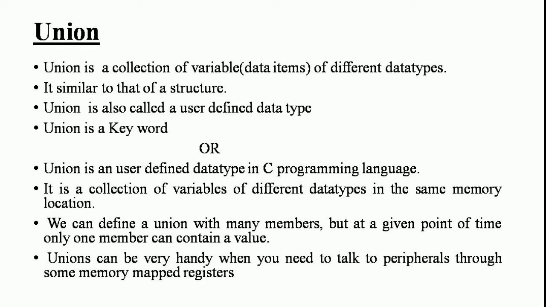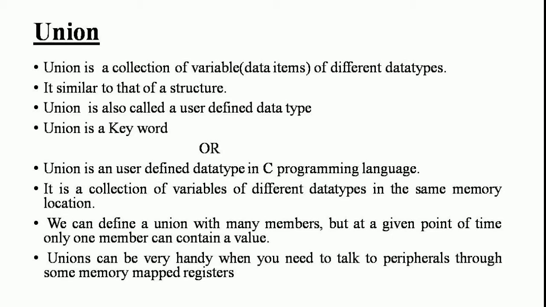Union is a user-defined data type in the C programming language. It is a collection of variables of different data types in the same memory location.